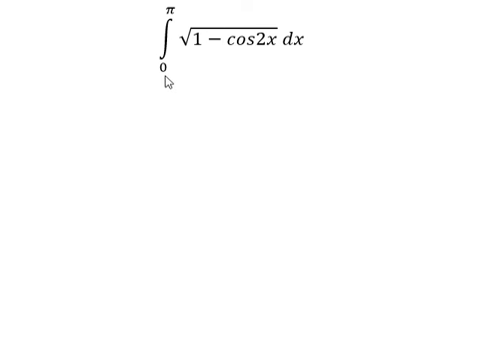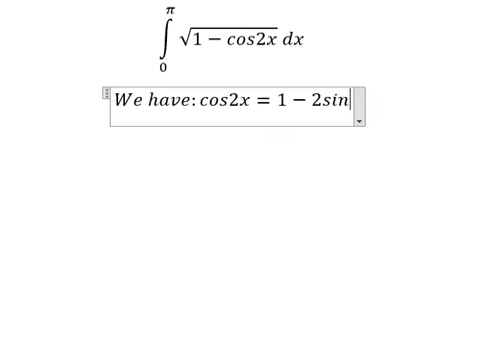The topic today is about integration. So now I will show you how to answer. We have the formula in here. Cosine 2x equals 1 minus 2 sine squared x.